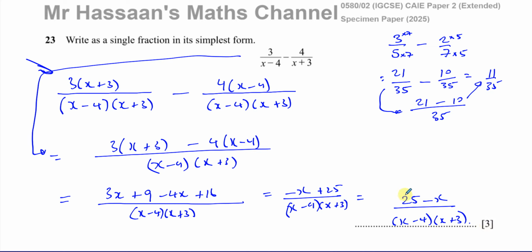Okay, so just a few little points of how we can understand how to do arithmetic with algebraic fractions. It's exactly the same thing that we did here, that we did there. No difference, except we have letters instead of numbers in there. Okay, so there's the answer for question number 23 from the specimen paper of 2025.